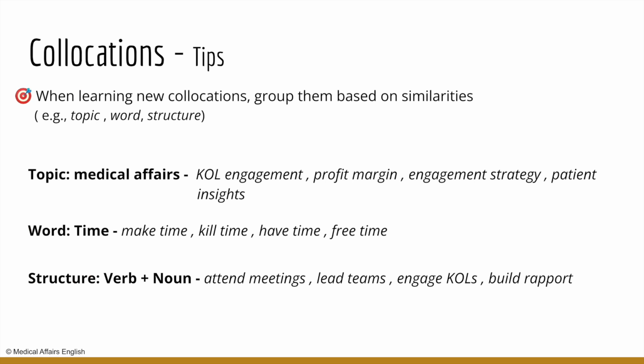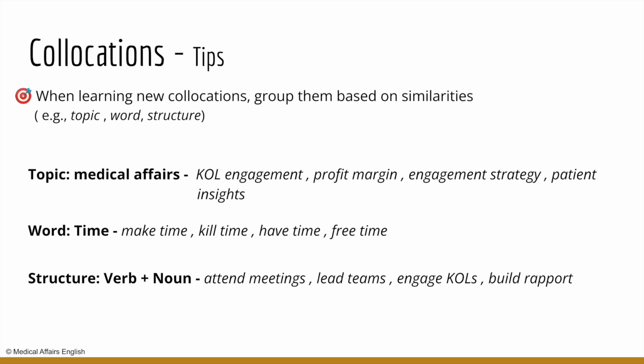The final tip is to group collocations based on similarities to make learning them easier. As we see here, we can group collocations by topic, word, or structure. So for example, if I'm trying to learn common collocations for the topic of medical affairs, I might have a list that looks like this: KOL engagement, profit margin, engagement strategy, patient insights.